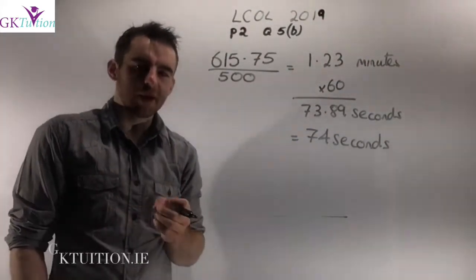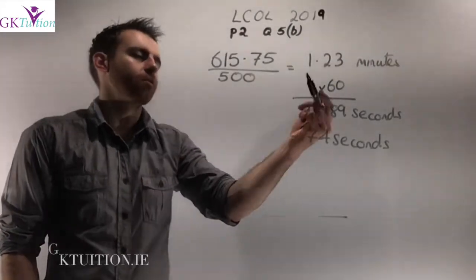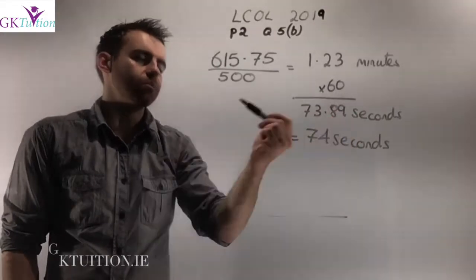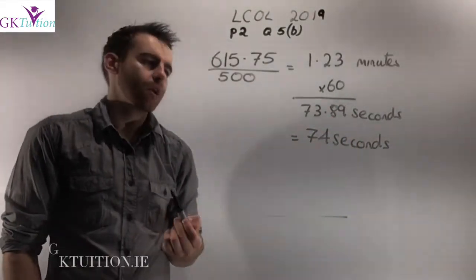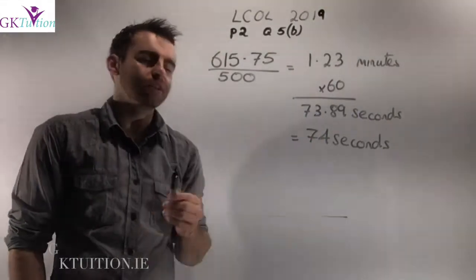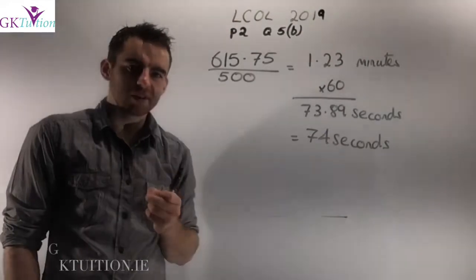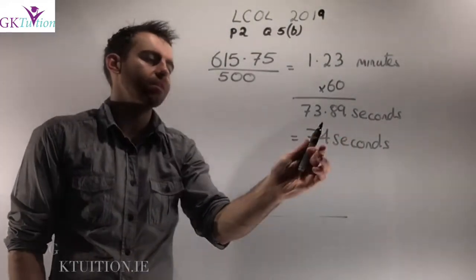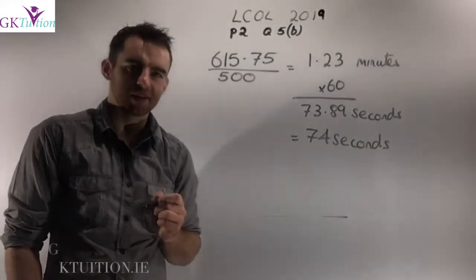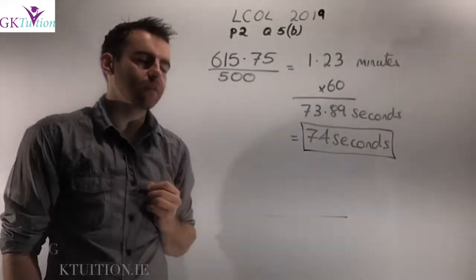However, they've asked me to leave my answer in seconds. We know that there's 60 seconds in a minute, so to convert from minutes to seconds, you just multiply that value by 60. If you multiply your 1.23 by 60, you get 73.89 seconds. The question asked me to leave it to the nearest second, so clearly in this case I need to round up to 74 seconds. So your final answer for part B here is it would take 74 seconds to fill the cone.